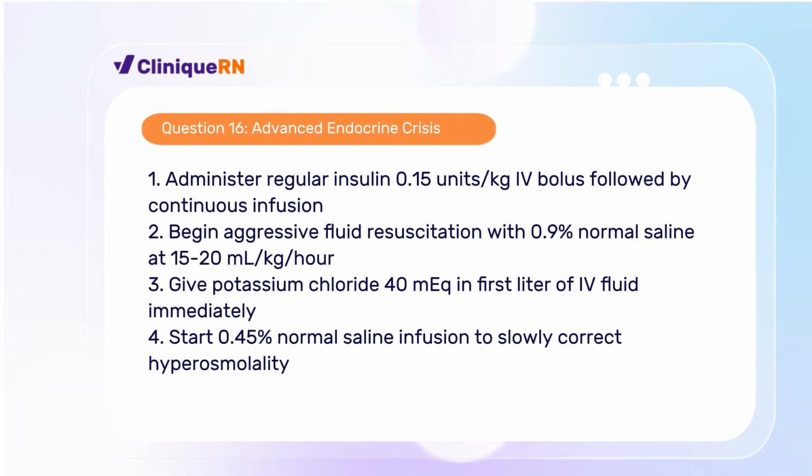1. Administer regular insulin 0.15 units per kilogram intravenous bolus, followed by continuous infusion. 2. Begin aggressive fluid resuscitation with 0.9% normal saline at 15 to 20 milliliters per kilogram per hour. 3. Give potassium chloride 40 milliequivalents in first liter of IV fluid immediately. 4. Start 0.45% normal saline infusion to slowly correct hyperosmolality.